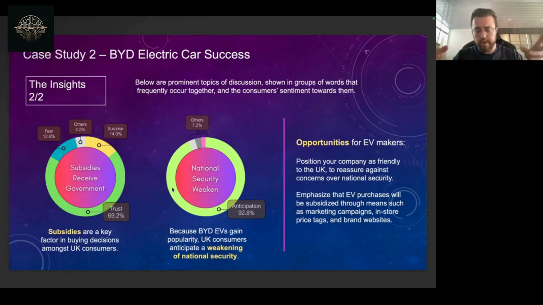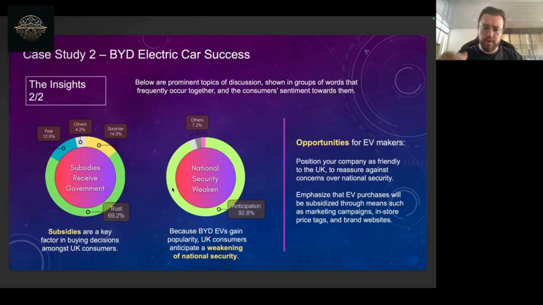So what you could do is you could emphasize that your EV purchases will be also subsidized through means such as, what you need to know is you need to remind them basically two things. First, you are not anti-UK, you like the UK, you are pro-UK. This is the first thing you need to do.